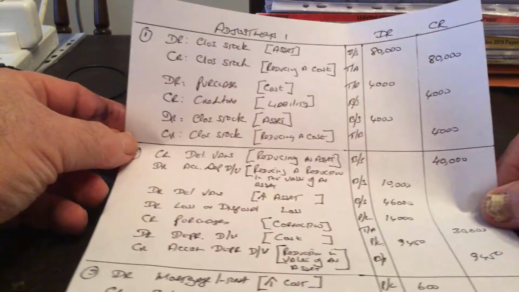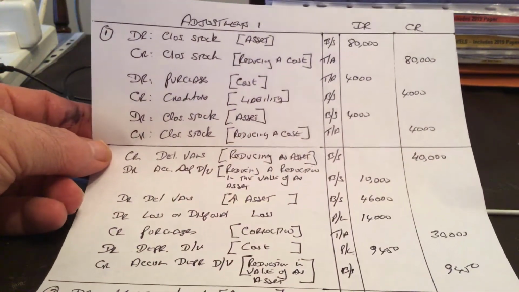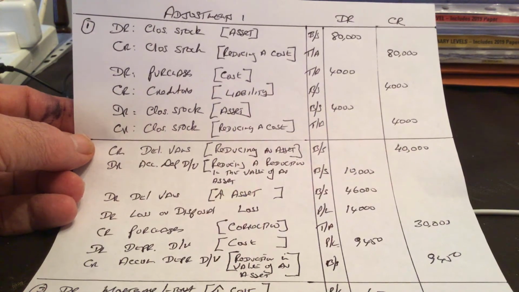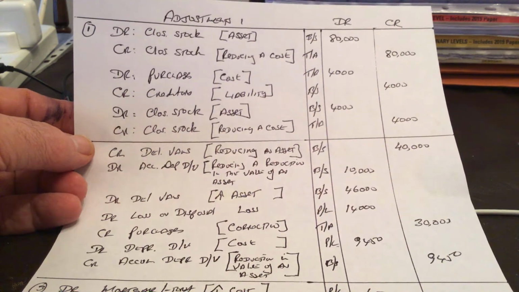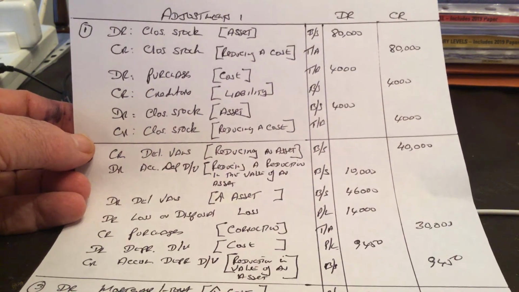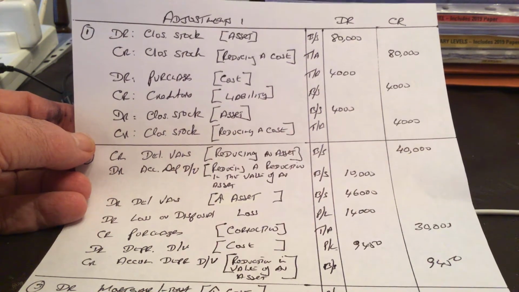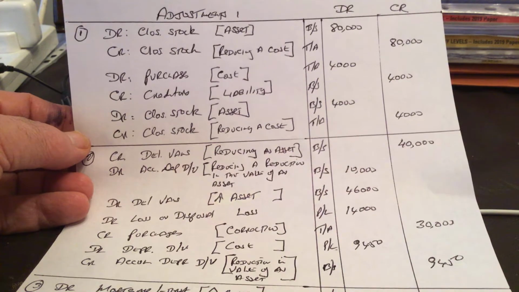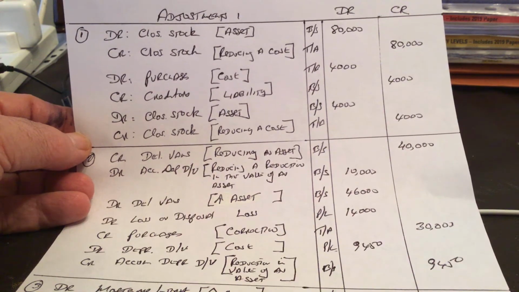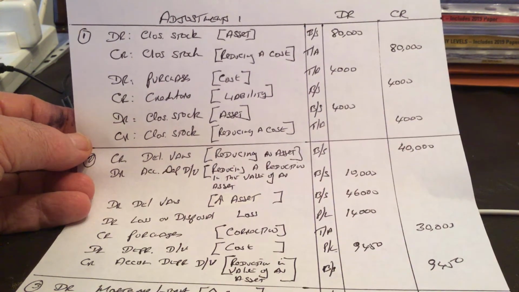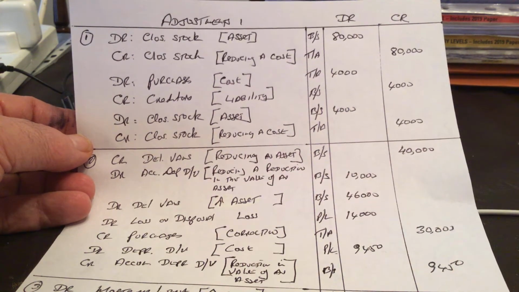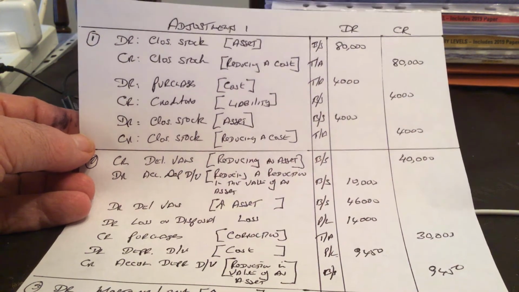The first thing we have to do is record the 80,000 that we counted in our warehouse. So we go debit closing stock 80,000 in the balance sheet because we're increasing an asset. Credit closing stock in the trading account 80,000 because we're reducing a cost. Remember, in the trading account it'll be opening stock, which is on the debit side, plus purchases, which is on the debit side, minus the closing stock, which is on the credit side, and that's the 80,000 there.